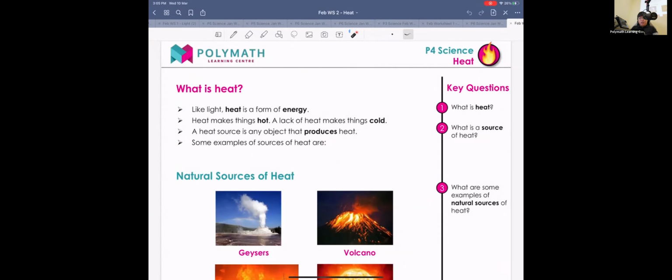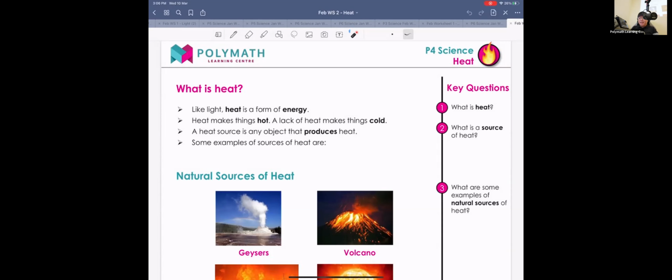All right. So, like light, heat is a form of energy. Okay. So it is not a matter, because matter occupies space and has mass. Energy doesn't have mass, doesn't occupy space. Okay. So heat makes things hot. A lack of heat makes things cold. If you have a hot cup of coffee, that means it has a lot of heat. So the temperature is very high. If you have a cold can of coffee instead, then the temperature is very low. Okay, it has very little heat.